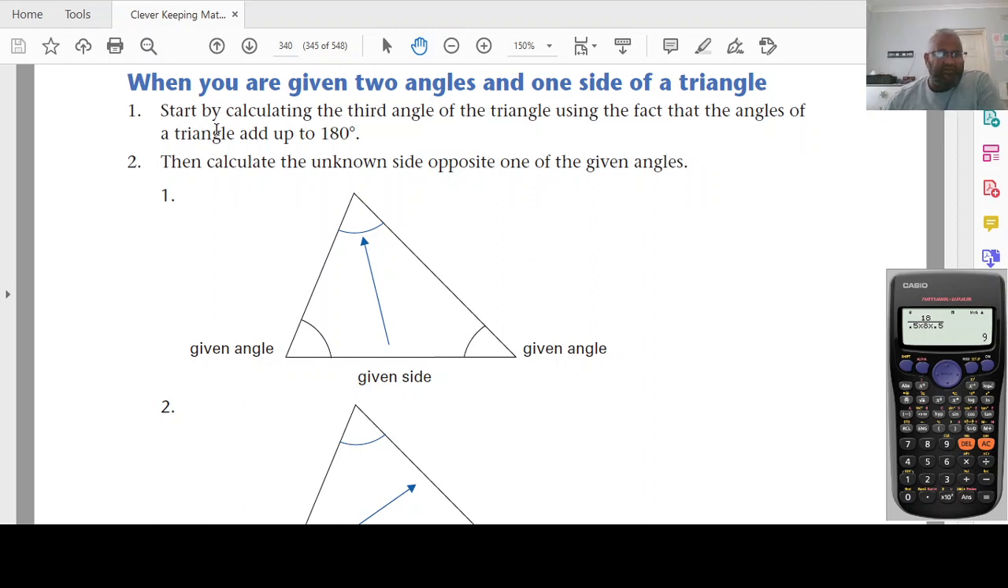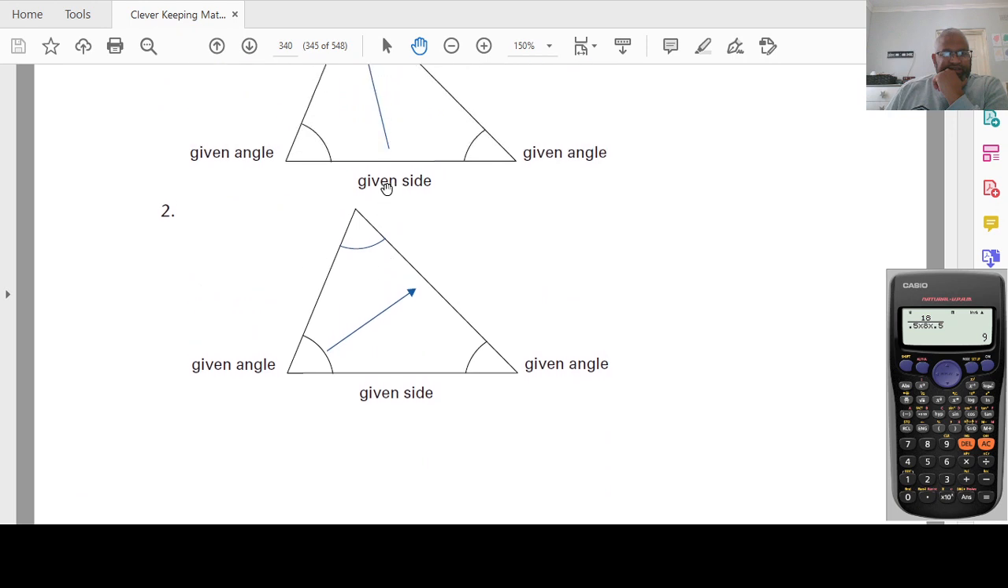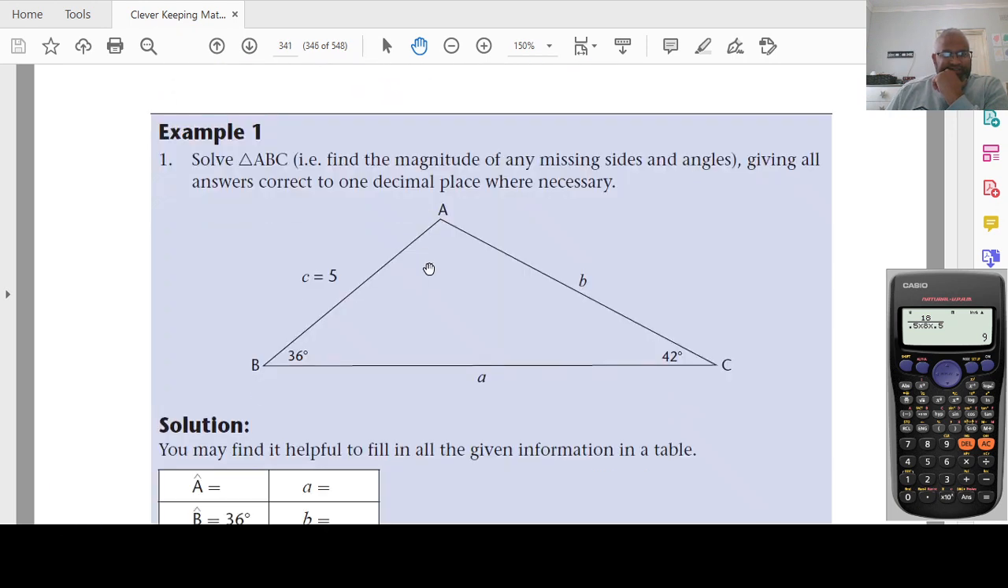So here we are told, when given two angles and one side of a triangle, start by calculating the third angle of the triangle using the fact that the angles of a triangle add up to 180. That is the sum of angles in a triangle rule. Then calculate the unknown side opposite one of the given angles. So I'm going to do the examples and a few sums out of the exercise.